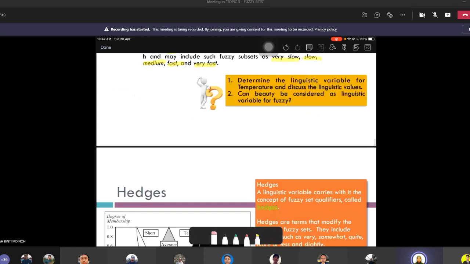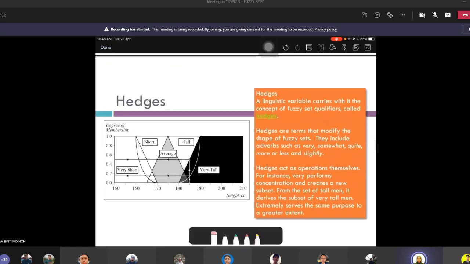Alright. And then we go to the next part, which is called hedges. Hedges is a qualifier. How are we going to strengthen the value of some linguistic value? Contoh dekat sini, kita ada tall. Tall set dia macam ni. Okay. So bila kita kata very tall, set yang very tall tu dalam kumpulan tall takkan semua orang sama kan? Jadi dia punya set tu akan lebih rendah daripada tall. Dia punya degree of membership. Okay, so bila degree of membership dia rendah, biasanya dia ada some function lah untuk kira very tall. Okay, begitu juga dengan short, very short.